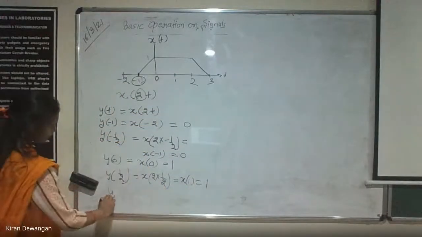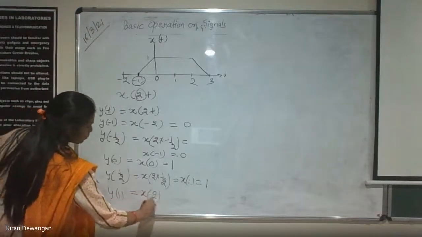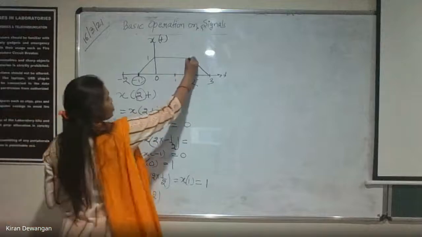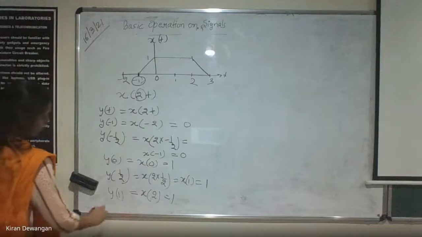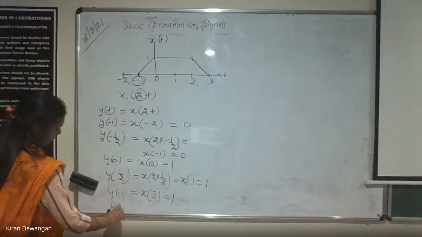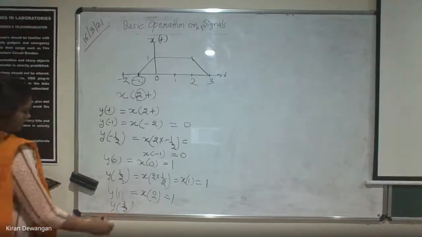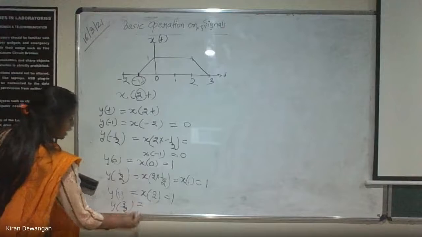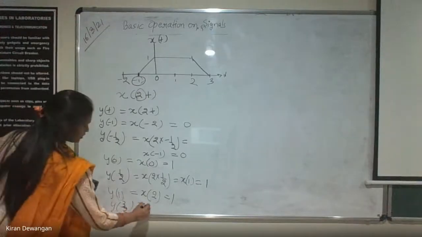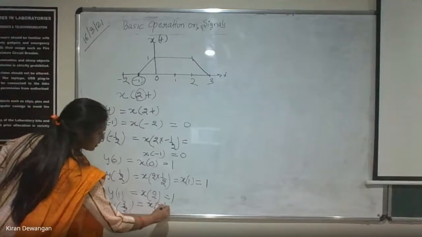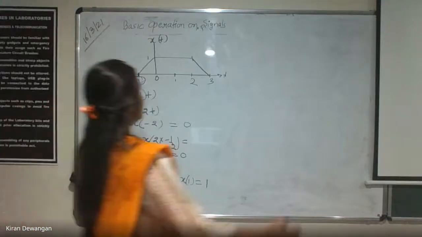Now if I keep y of 1, it is x of 2. x of 2 is also 1. Now if I keep y of 3/2, I took 3/2. Now what is x of 3? x of 3 is 0. Now we can easily plot it.